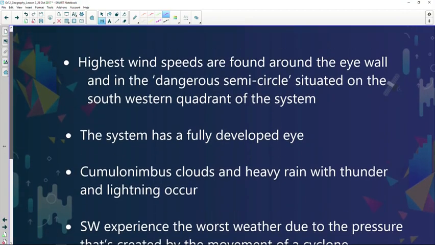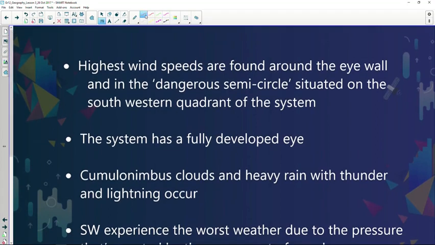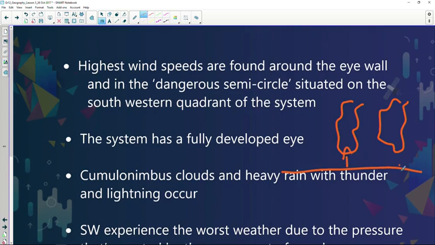Now, a couple more characteristics about the mature stage of a tropical cyclone. The highest wind speeds are closest to the eye wall. If we go to the cross section in the previous couple of slides, we had your first vortex and your second vortex. Your worst weather is being experienced in this area over here.